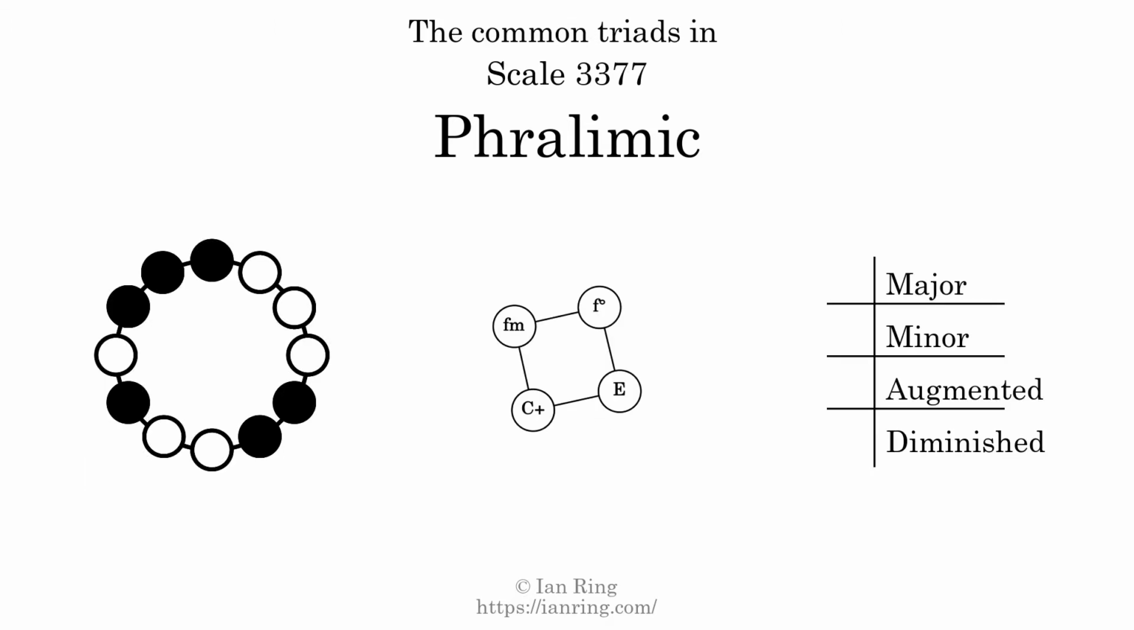1101001100001. Here are the common triads present in this scale. The diagram in the center is a graph of parsimonious voice leading between triads. There is one major triad. There is one minor triad. There is one augmented triad. There is one diminished triad. Here is a Hamiltonian path of parsimonious voice leading that uses all the triads.